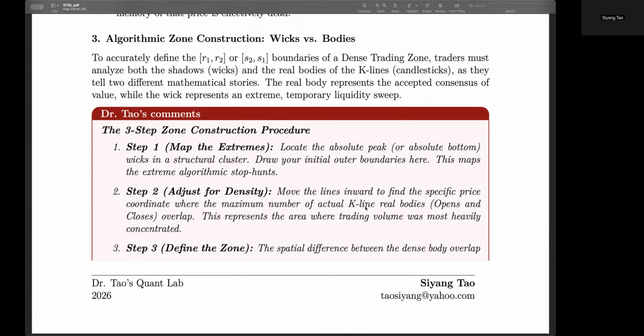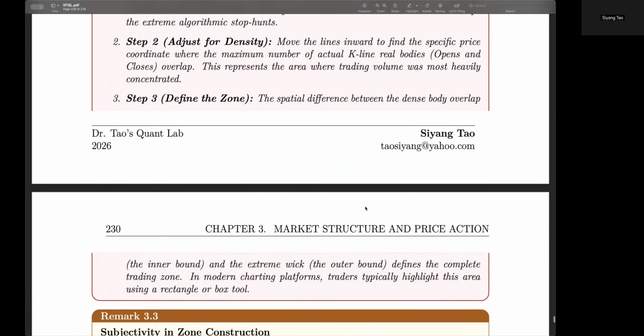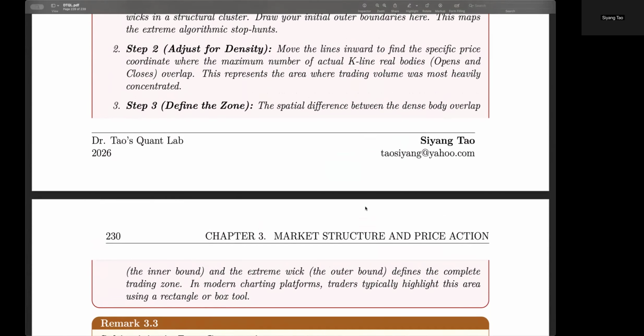Step 2. Adjust for density. We do not trade the raw wicks. We move those boundary lines inward to encompass the maximum number of actual K-line real bodies. We want to capture the dense overlap where the trading volume was most heavily concentrated. Step 3. Define the zone. The spatial difference between the dense body overlap and the extreme wick defines your complete trading zones.